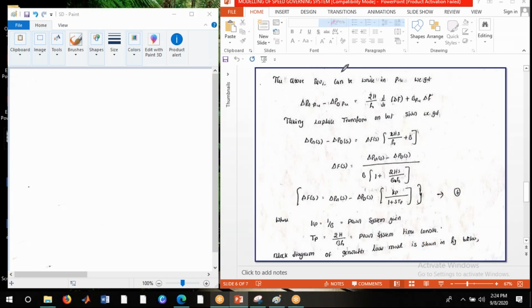See here, when we divide this previous equation with respect to that real power, then we will get the equation in terms of per unit value. So delta Pg per unit, that is power generated by generator. So what is the intention of per unit?